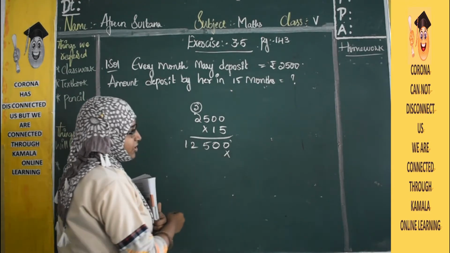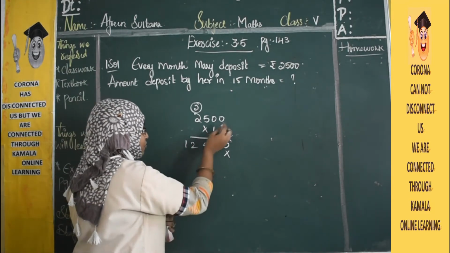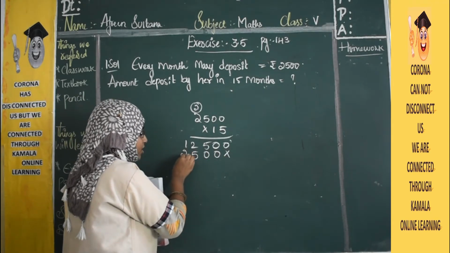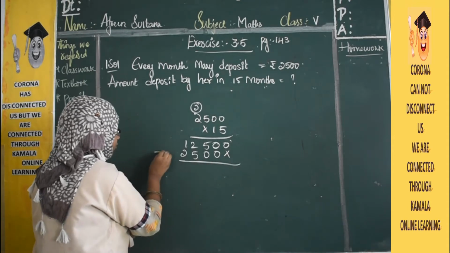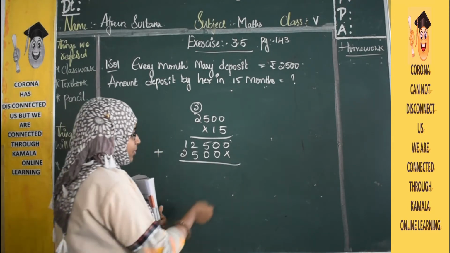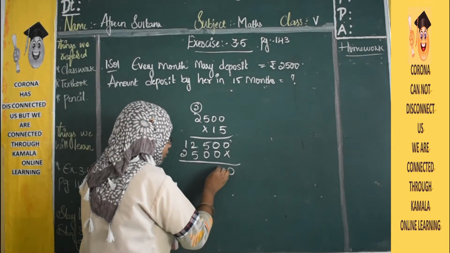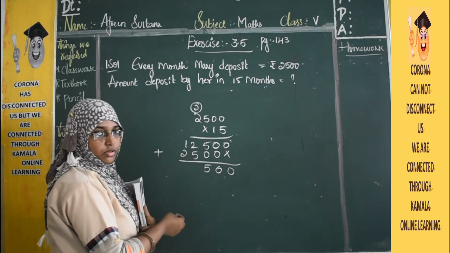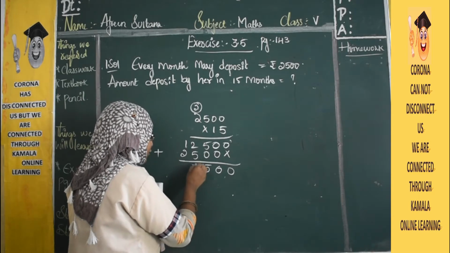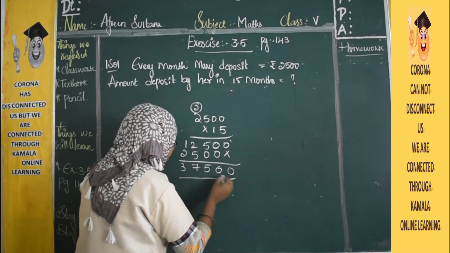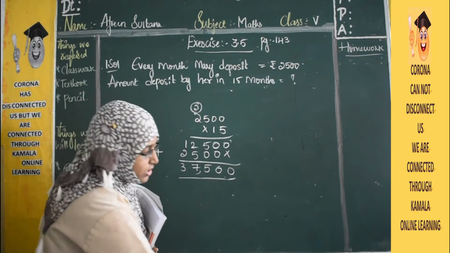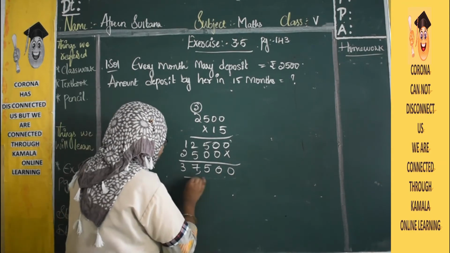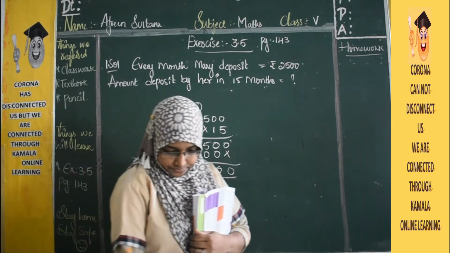As we have done with our ones place, let's move to our tens place. 1 zero is 0, 1 zero is 0. 1 five is 5 and 1 two is 2. Now these two values we are going to add. 0 plus 0 is 0, 0. 5 plus 0 is 5. 5 plus 2 is 7 and 2 plus 1 is 3. So if you place a comma, that is 37,500 rupees she has deposited in the last 15 months. Okay.